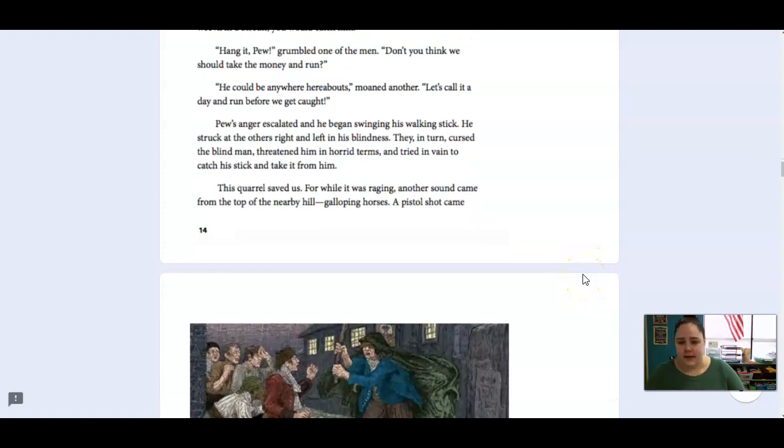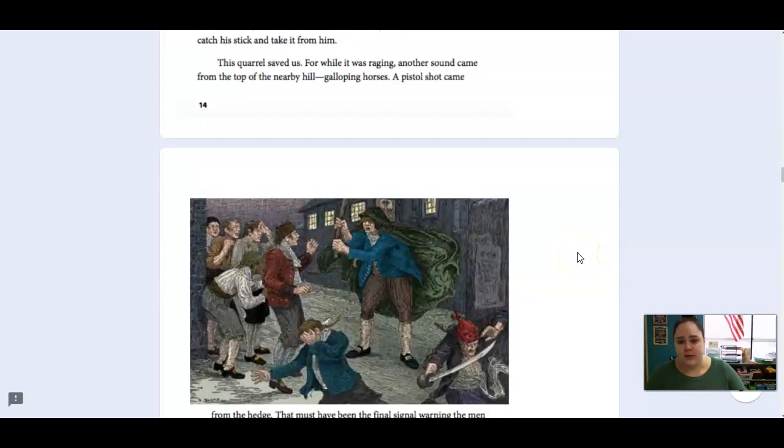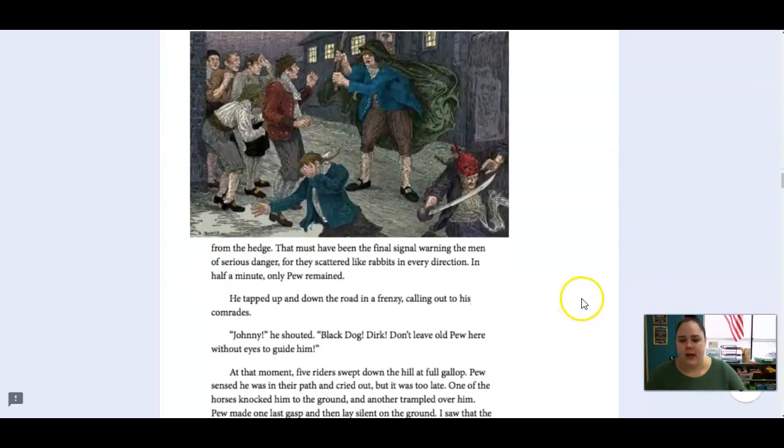Pew's anger escalated, and he began swinging his walking stick. He struck at the others right and left in his blindness. They, in turn, cursed the blind man, threatened him in horrid terms, and tried to grab and catch his stick and take it from him. This quarrel saved us, for while it was raging, another sound came from the top of a nearby hill, galloping horses. A pistol shot came from the hedge. That must have been the final signal warning the men of serious danger, for they scattered like rabbits in every direction. In half a minute, only Pew remained.